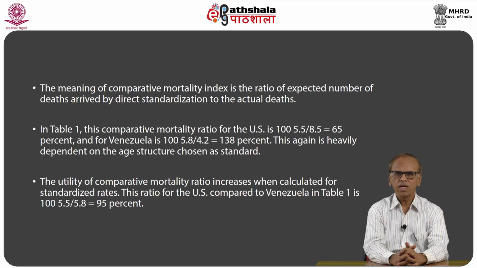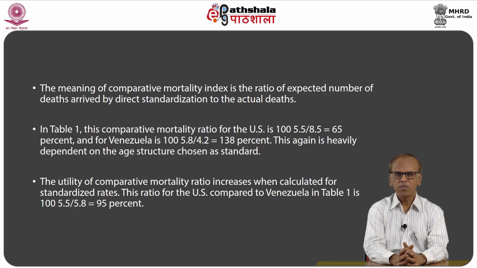The meaning of comparative mortality index is the ratio of expected number of deaths arrived by direct standardization to the actual deaths. In table 1, this comparative mortality ratio for the US is 100 multiplied by 5.5 divided by 8.5, that is 65%, and for Venezuela it is 100 multiplied by 5.8 divided by 4.2, that is 138%. This again is heavily dependent on the age structure chosen as standard.